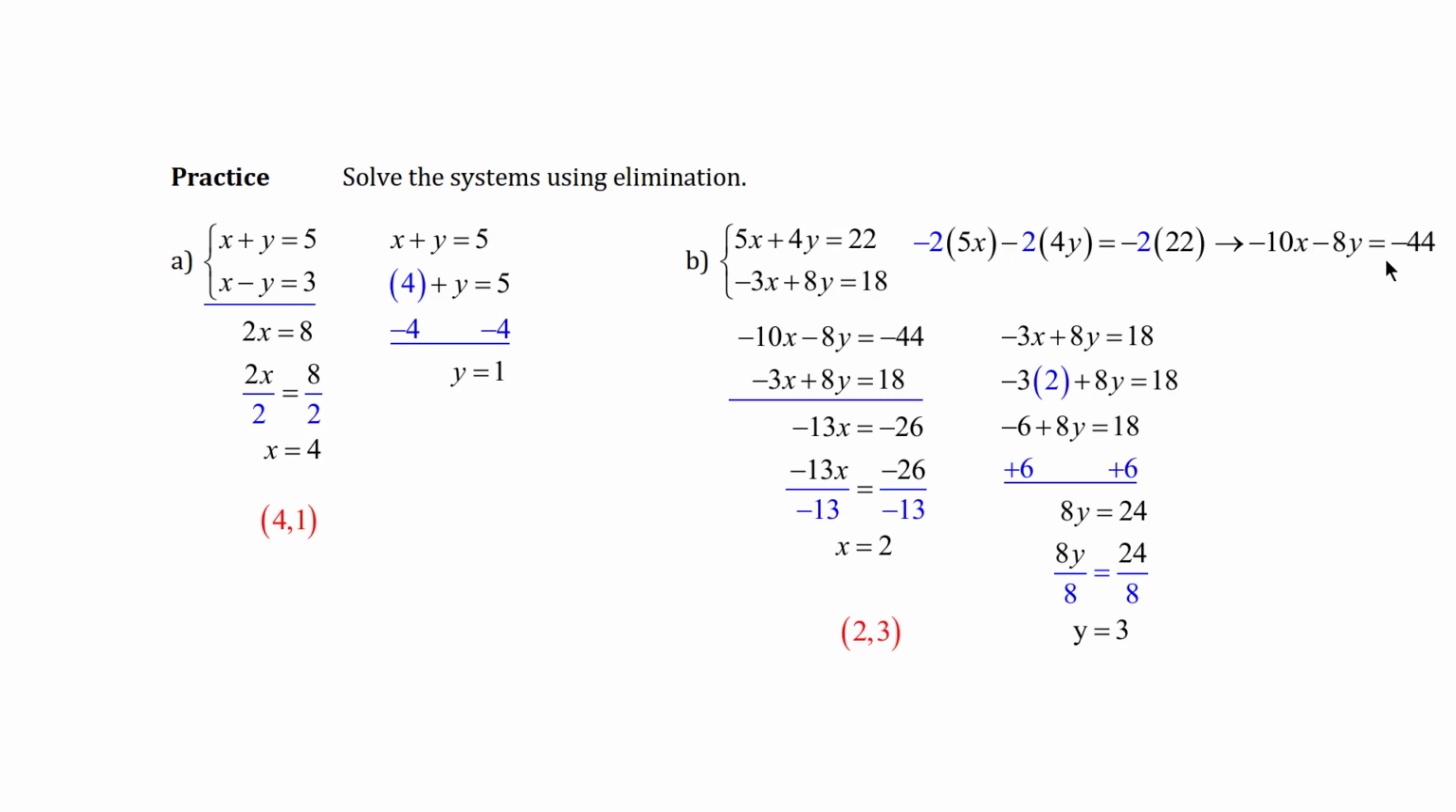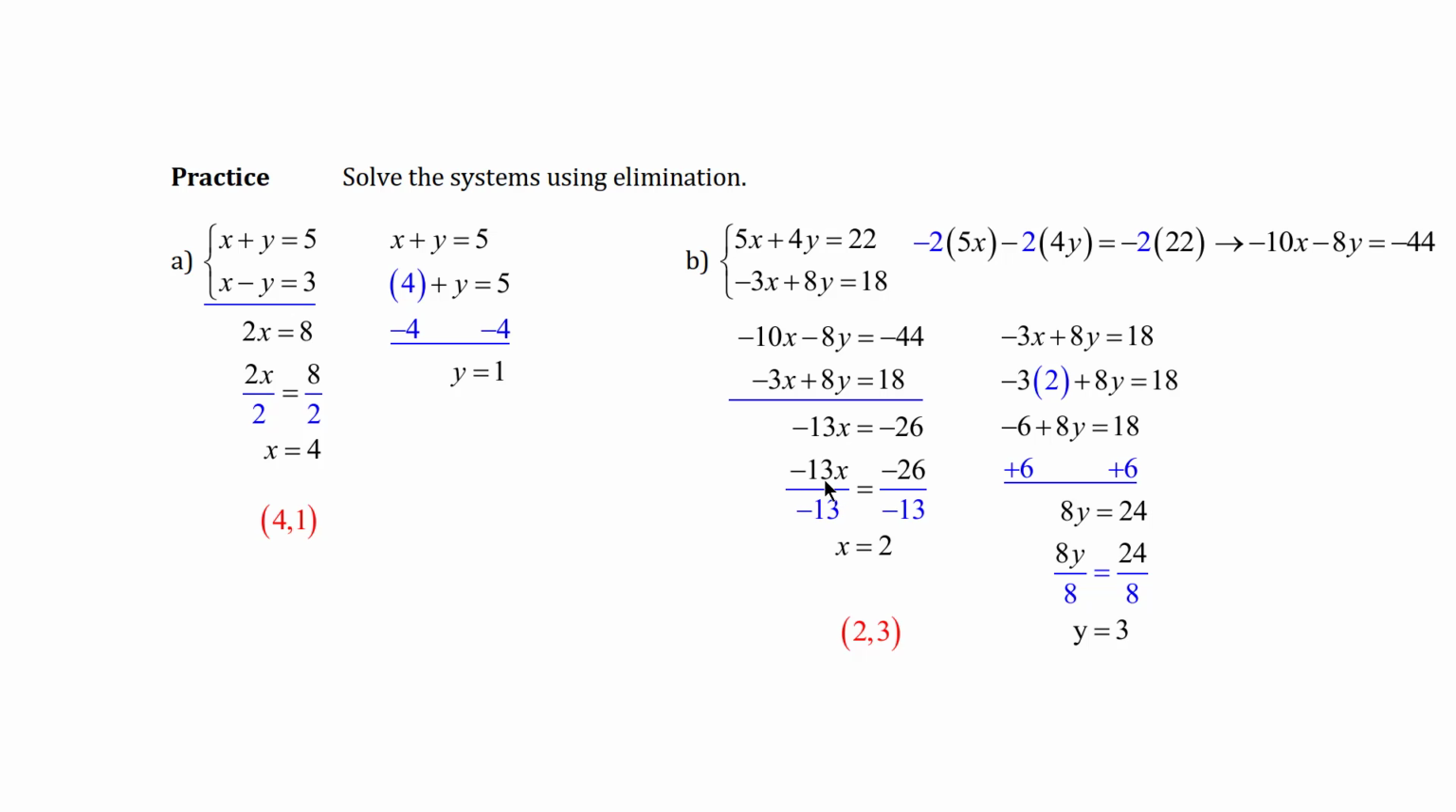From here, we could go ahead and do the elimination by adding together the two equations. Simplifying the left-hand side, I have negative 10x minus 3x is negative 13x. Minus 8y and the plus 8y will cancel out. On the right-hand side, minus 44 and 18 gives us negative 26. The result is negative 13x equals negative 26. From here, we get rid of the negative 13 by dividing both sides by negative 13.